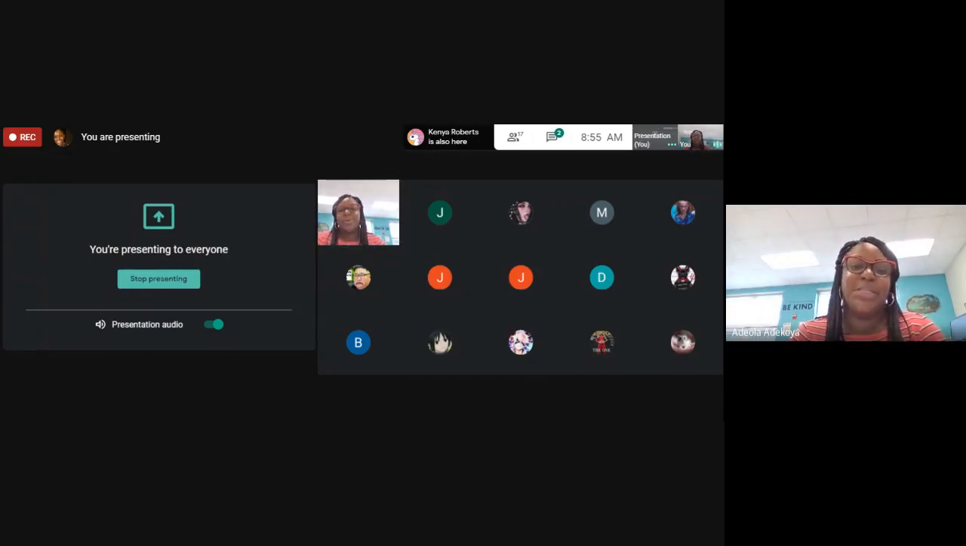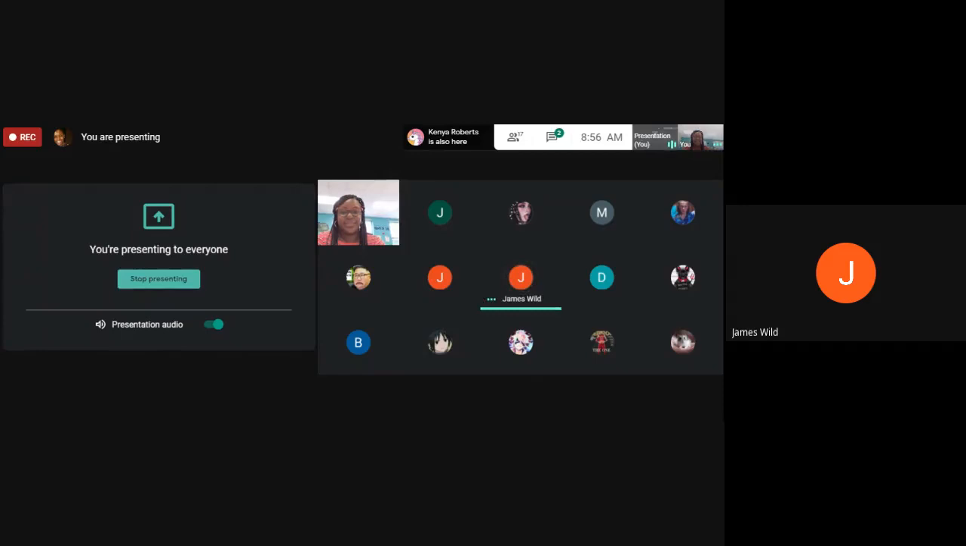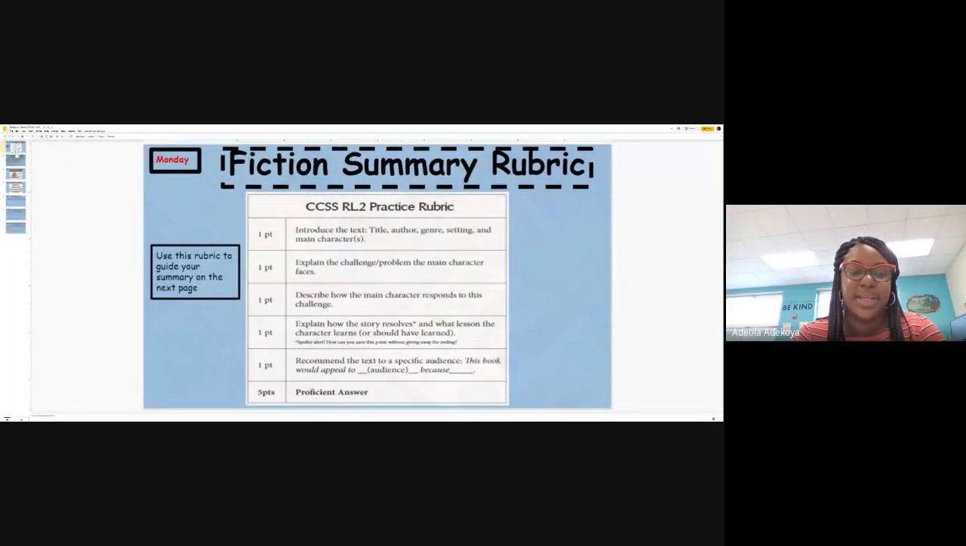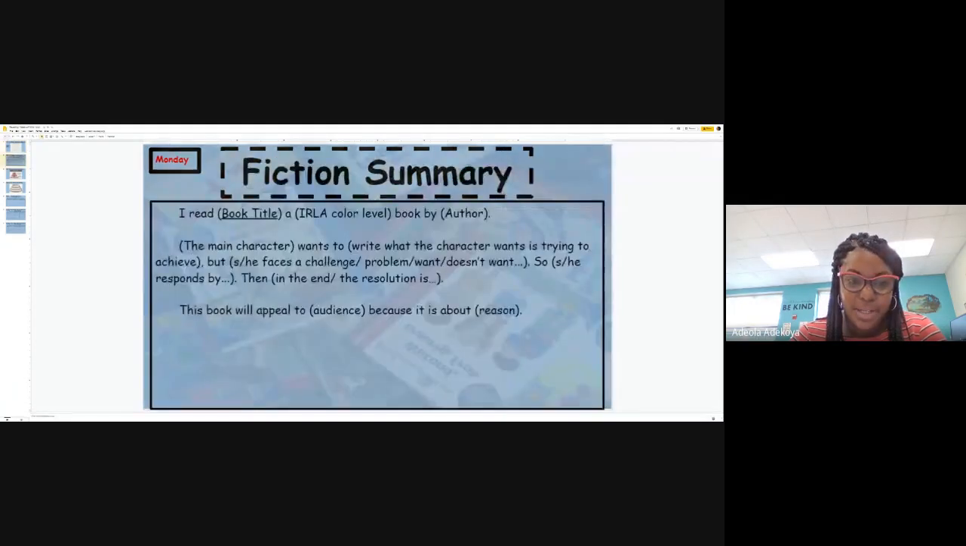All right, so now I'm going to use this graphic organizer to help me summarize the text. Here, right here is our graphic organizer that we are working on today. And here is a frame for me to use. You may or may not use it to do your writing, but if you need help, this is right here for you. You just want to make sure that you're including all the different parts of the rubric. And here's the rubric.